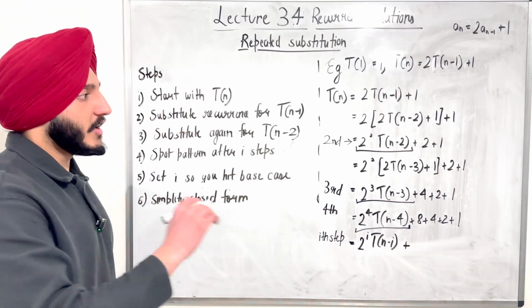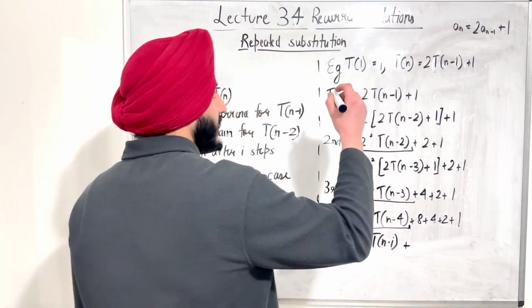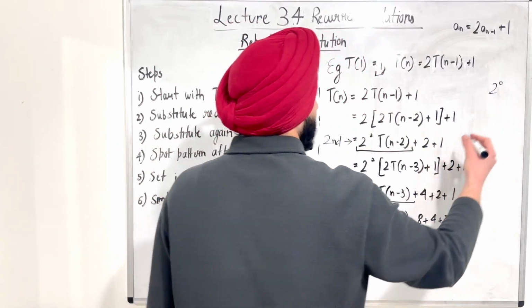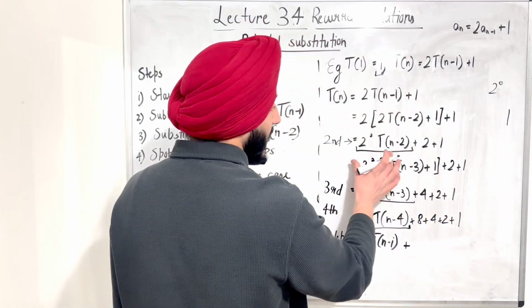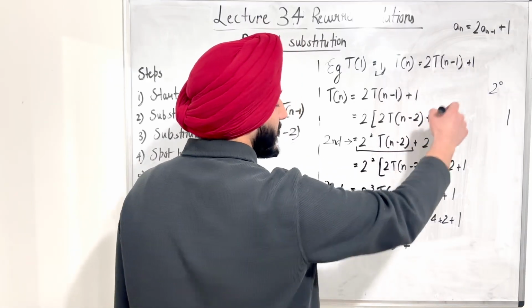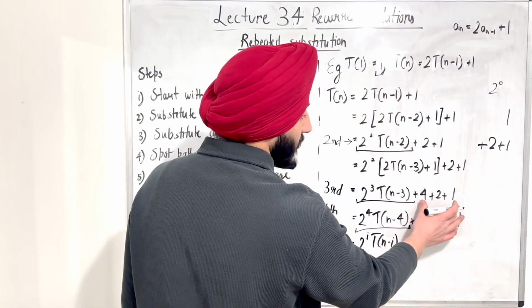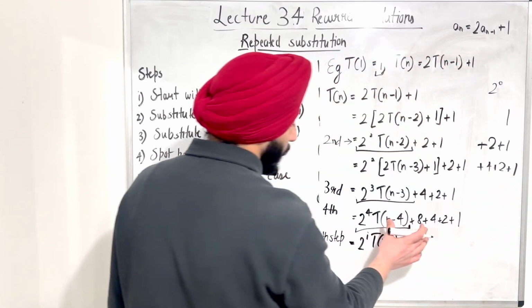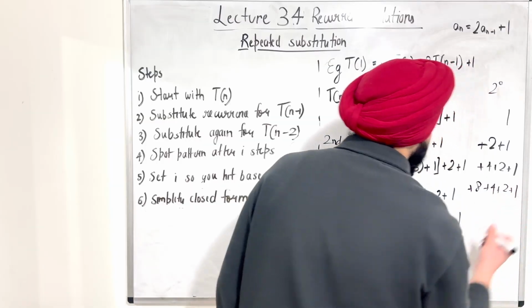Okay, now let's look at the second part, which is the more interesting one. If you look at this, right, in the first step, I just had 1, which is like 2 to the power of 0. In the first base case, you would have 1. In the next step, you get 2 plus 1. In the third step, I had plus 4 plus 2 plus 1. And in the fourth step, I had plus 8 plus 4 plus 2 plus 1.